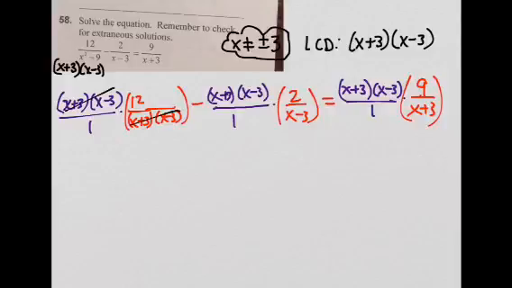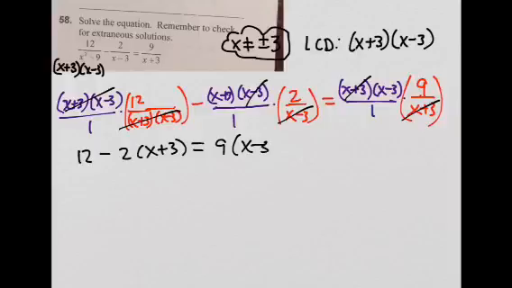Okay, so you go through and you cancel out any common factors, so both of them on this term, x minus 3 right here and x plus 3 right here. So what do we have left? On the left side we have 12 minus 2 times x plus 3. On the right side, 9 times x minus 3. So distribute the negative 2, then 9x minus 27.